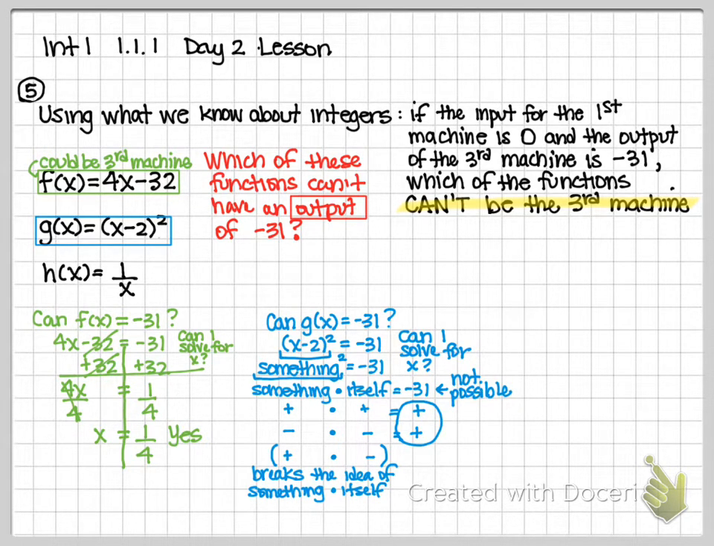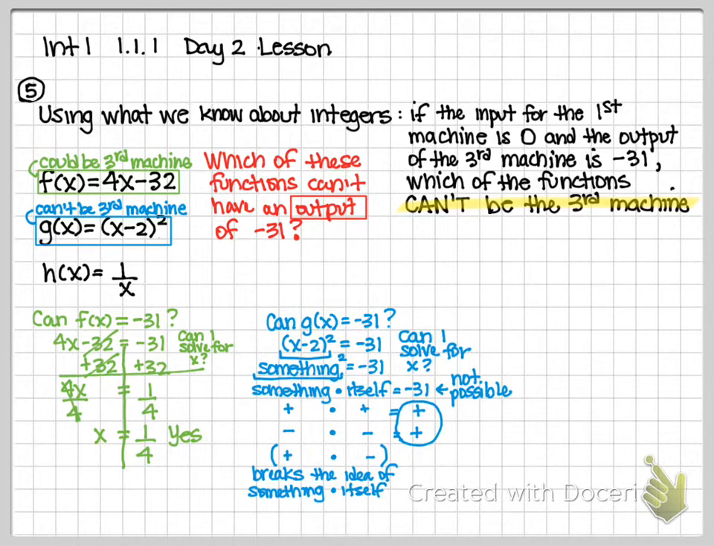And because it's not possible, I'm going to go back up to where the g of x function is, and I'm going to say, no, this can't be the third machine because I can't get a negative number out of it. So, can't be the third machine. Okay.